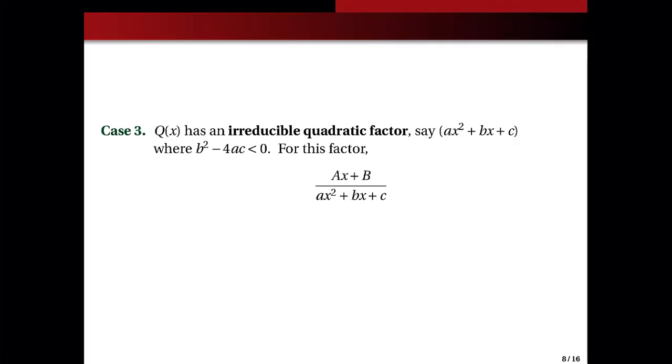So for that case, the discriminant, the value b squared minus 4ac, is less than 0. So you won't be able to factor this over the set of real numbers. Again, for this particular factor of q, you have to put ax plus b in the numerator.